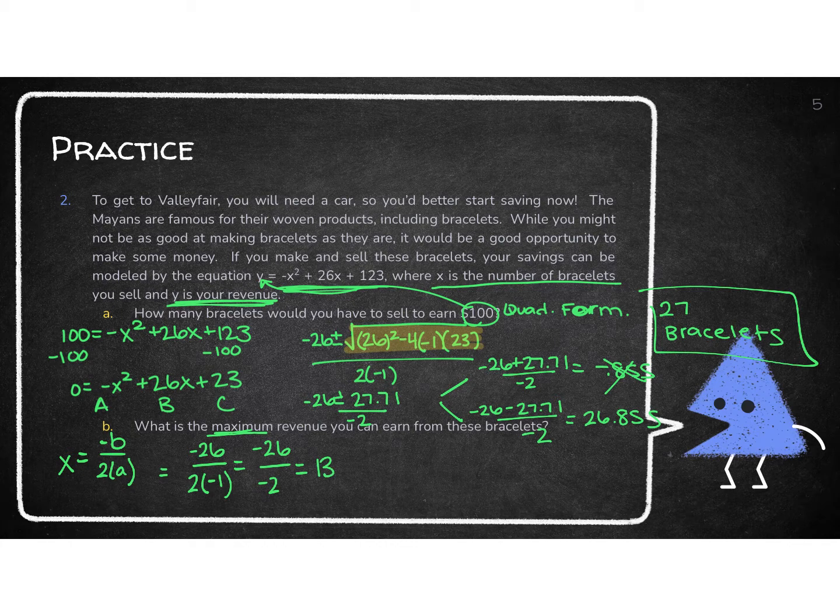It's asking for my maximum revenue though. And x I just found, right? x equals this. That's the number of bracelets. So what I need to do is take the number of bracelets that I just found and plug it into the x value in the equation to find my y, or my maximum revenue. So I'm going to have y equals negative x squared, but I know x now is 13, so I'm going to plug that in. So negative 13 squared plus 26 times 13, because that's what my x is, plus 123. You can plug that entire thing into your calculator just like you see it, and you would get out that y equals $292.